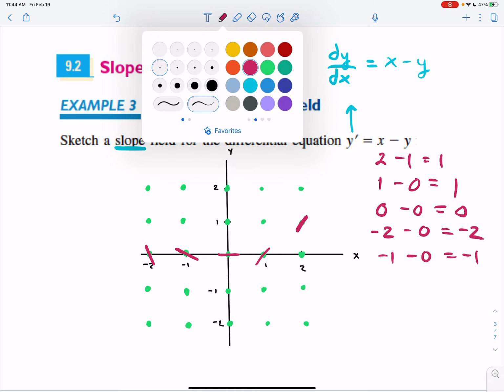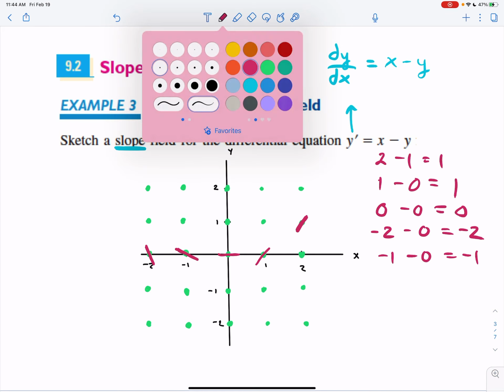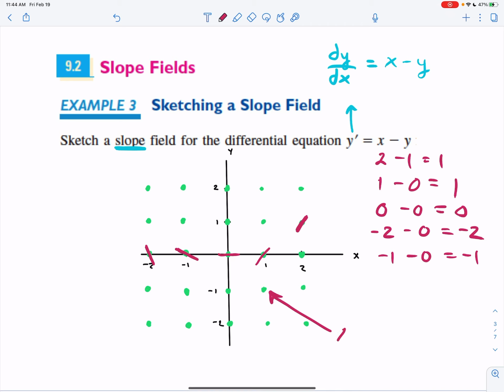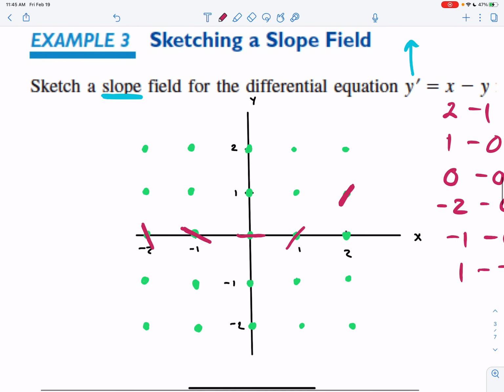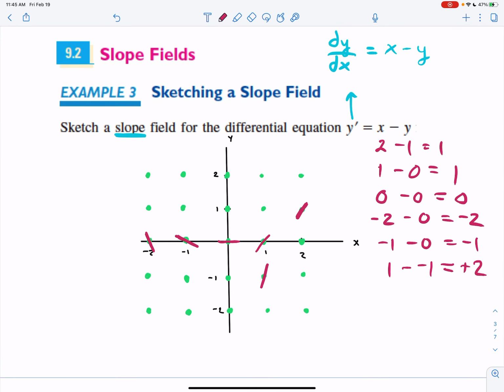I'll do one more. Let's do right here, 1, negative 1. So 1 minus negative 1 is a positive 2. So positive 2 is definitely steeper than this one here because that one was a positive 1. So I need to visually make it steeper, so that means just more vertical. All right, and then that's the whole idea. You fill all of it out and it gives you a slope field, a field of slopes.